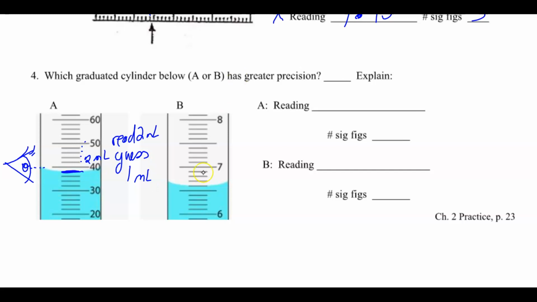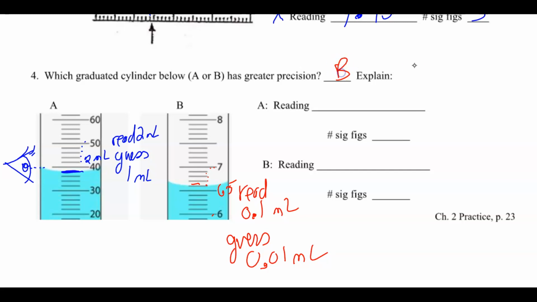Now come over to B. Okay, here's 6, here's 7. This has to be 6.5, 6.6, 6.7, 6.8, 6.9, 7. So I can read every 0.1 milliliter. That means that you can guess to the 0.01 milliliters. You can guess another place value. So which one of these is going to give you a greater, more accurate, more precise answer? It's going to be B. So it has a much smaller scale with more measurements or more gradations.